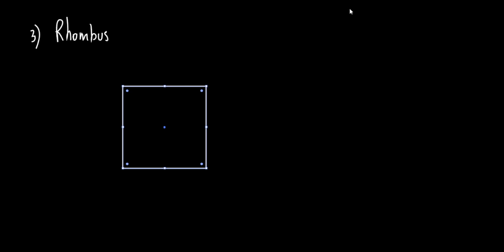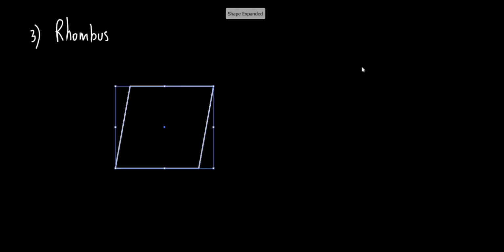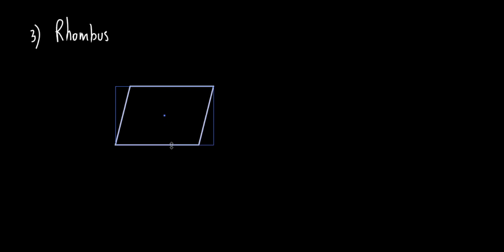Why isn't this... Yeah, we'll just do it like this. And then I'm just eyeballing it to see if that side and that side are the same. That's pretty close, isn't it? Yeah, that's pretty close. So this is a rhombus.